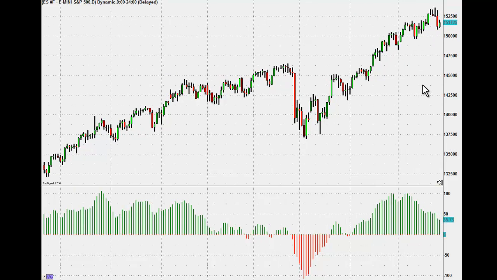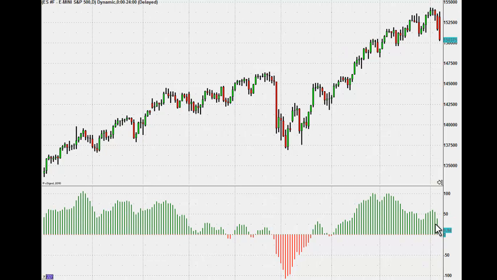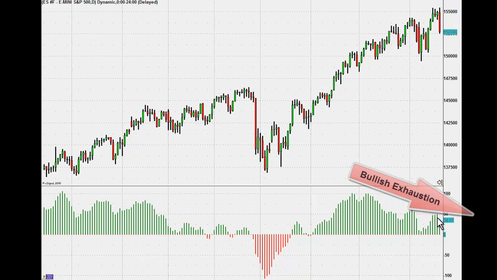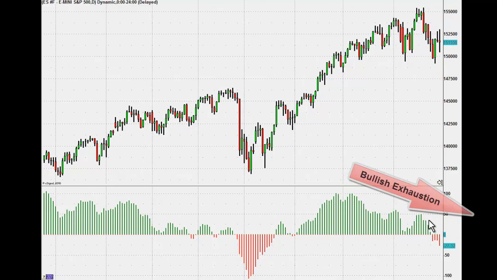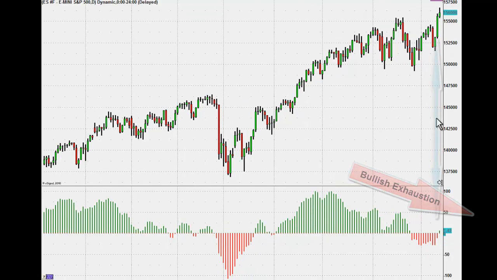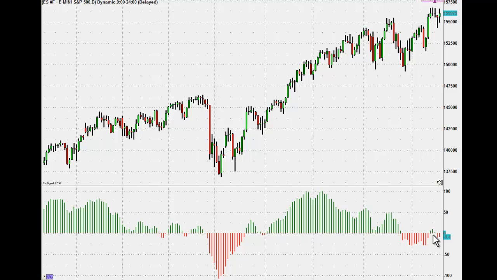With each successive peak in the oscillator becoming lower and lower, we are further convinced that this bullish trend may be reaching its exhaustion. We watch as price continues to make new highs and the oscillator reads very near no bullish pressure, giving us a heads up that this may be an excellent opportunity to exit our long position if we have one.